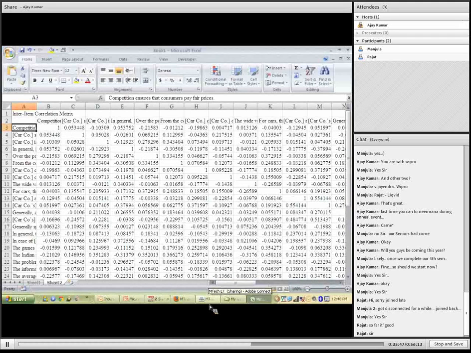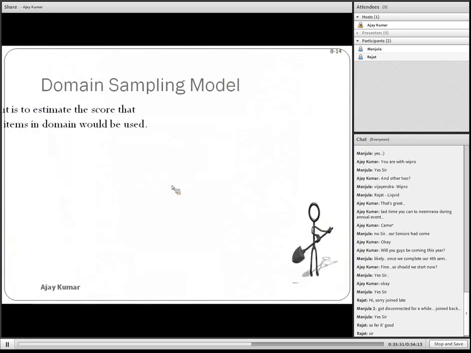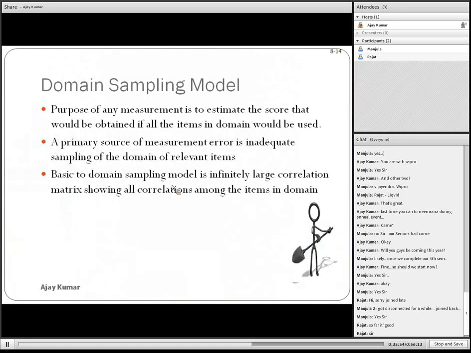Now, getting back to the domain sampling model, it says we have come to this infinitely large correlation matrix, which is showing correlation. We were looking at it in Excel, 39 questions which we kept parallel to that pool of 300 statements. So now we are considering that these 39 items are my pool of items, and I am to select some of them so that my questionnaire can be formed.